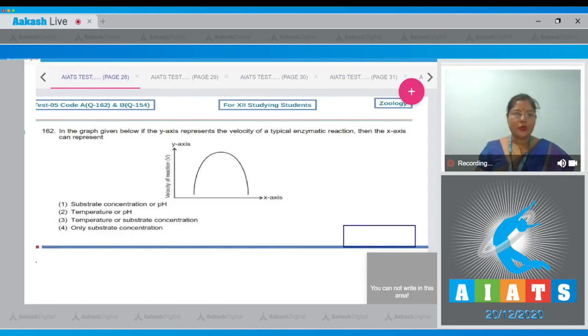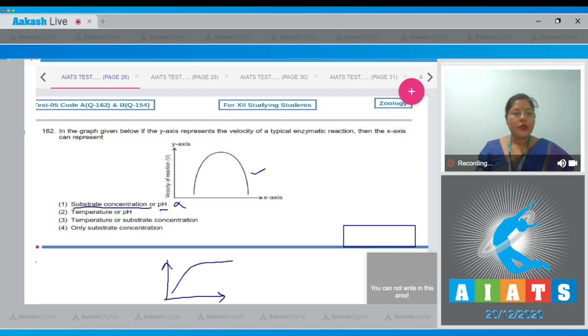Question number 162. In the graph given below, if the y-axis represents the velocity of a typical enzyme reaction, then the x-axis can represent. And the options given are substrate concentration or pH. In case of pH, this type of graph comes. But when on the x-axis, substrate concentration is present, then the graph that we obtain will be like this. So this cannot be a correct answer.